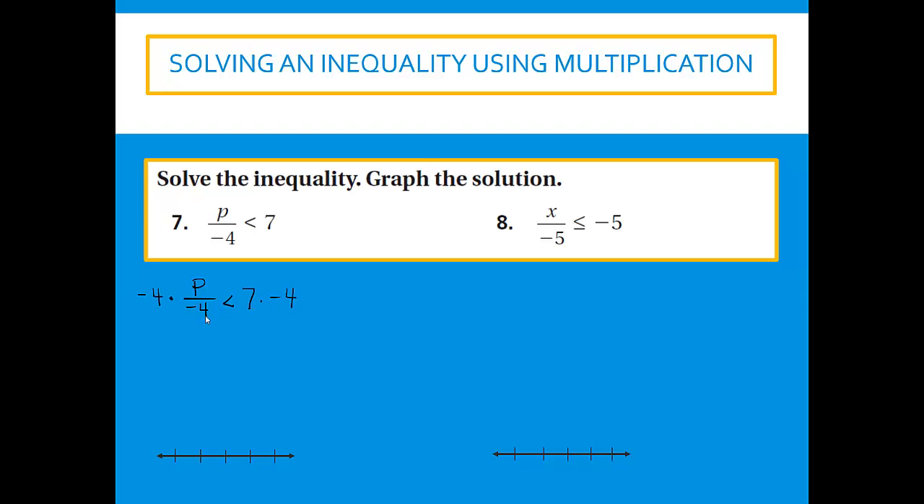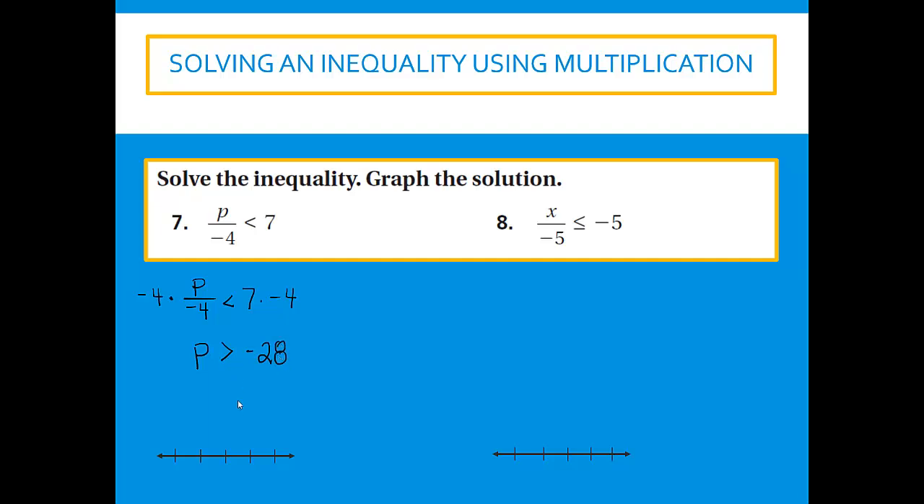When we multiply or divide by a negative number, we need to change the inequality symbol. So if we have less than, it becomes greater than. Or if we had less than or equal to, it would become greater than or equal to. So for this problem, we are multiplying by negative 4. So we just have P, and since we multiplied by a negative, instead of having less than, we now have greater than, and then 7 times negative 4 is negative 28.